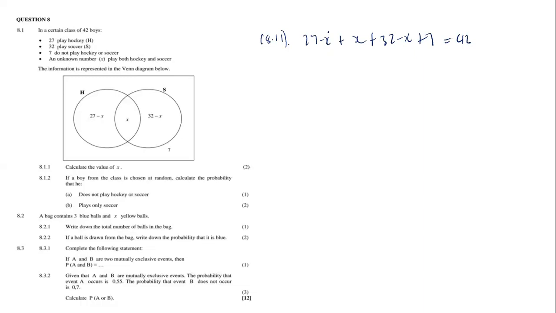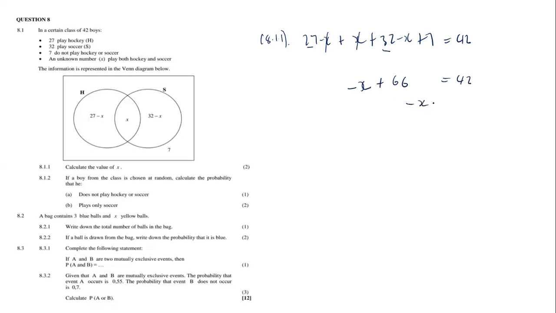So this X will cancel this X, so you're going to be left with negative X. Now let's deal with the numbers. We have 27, 32, and 7. Let me add them on my calculator: 27 plus 32 plus 7. What do I get? I get positive 66, which is equal to 42.